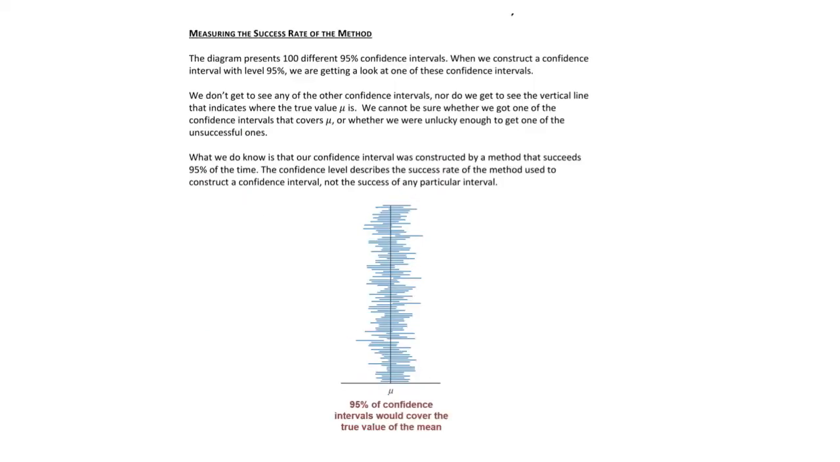In practice, we won't get to see where the mu is, where the vertical line that indicates where the true value of mu is. So we don't know whether we got the right confidence interval or not. What we do know is that our confidence interval was constructed by a method that succeeds 95% of the time. The confidence level describes the success rate of the method used to construct a confidence interval, not the success of any particular interval.